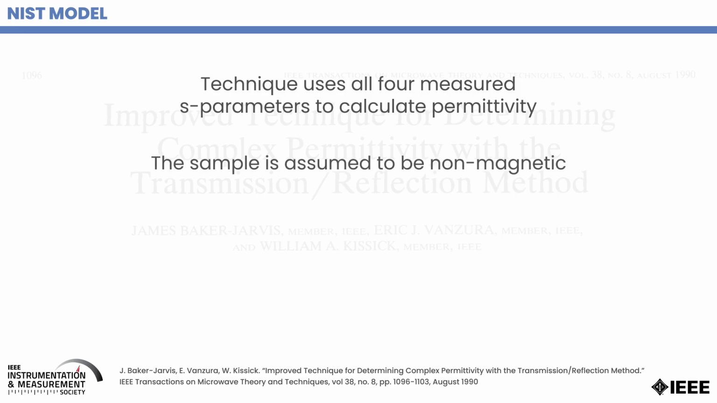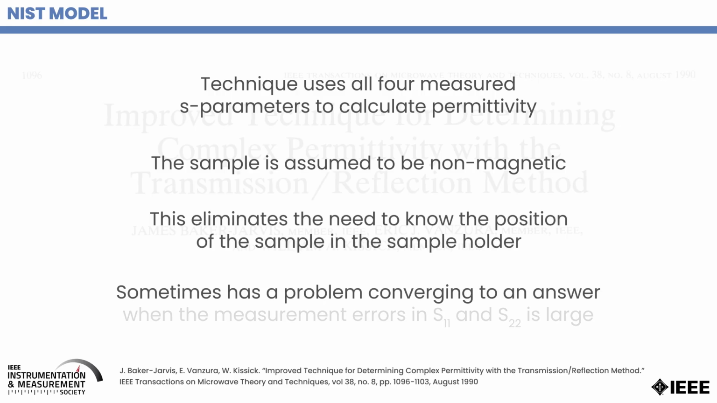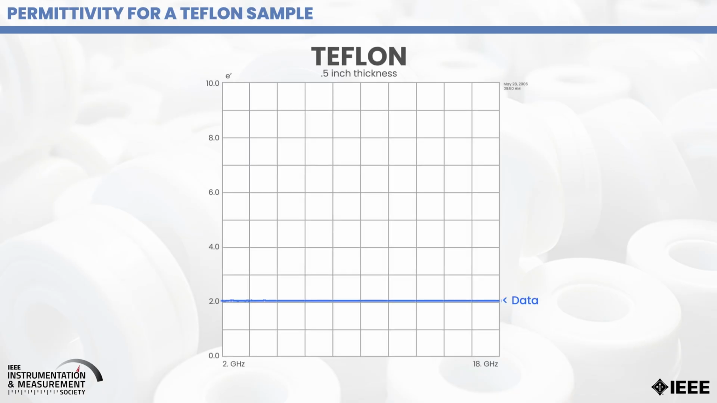The fact that they use all four S parameters eliminates the need to know the position of the sample in the sample holder. It sometimes has a problem when the errors in the reflection measurements are large. This is a measurement of Teflon using the NIST model. As you can see, you get pretty much the expected result.